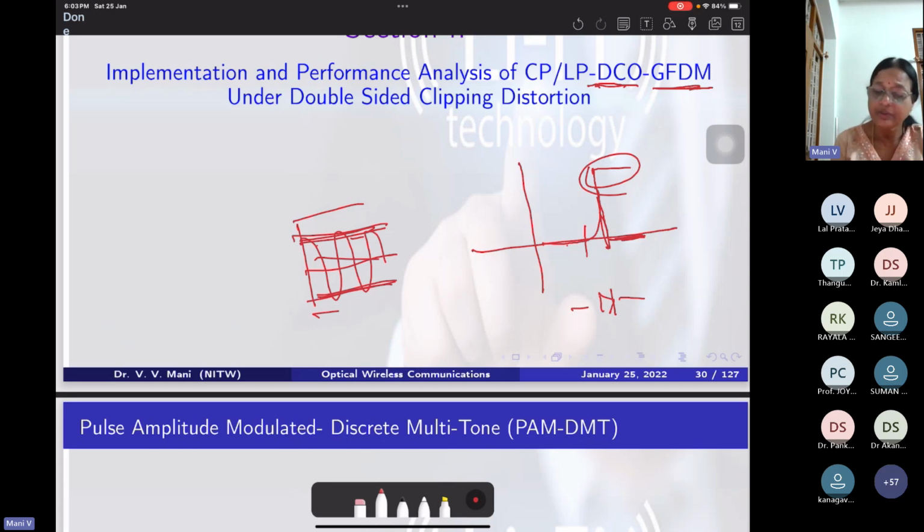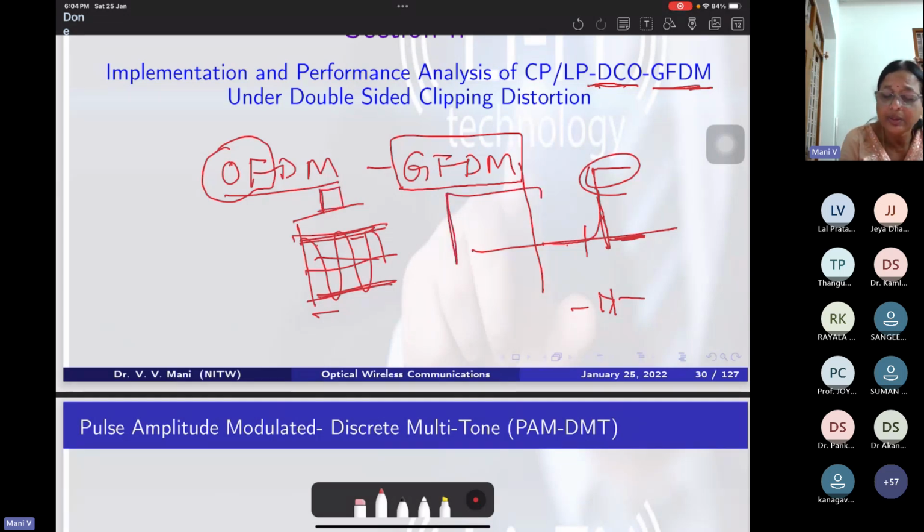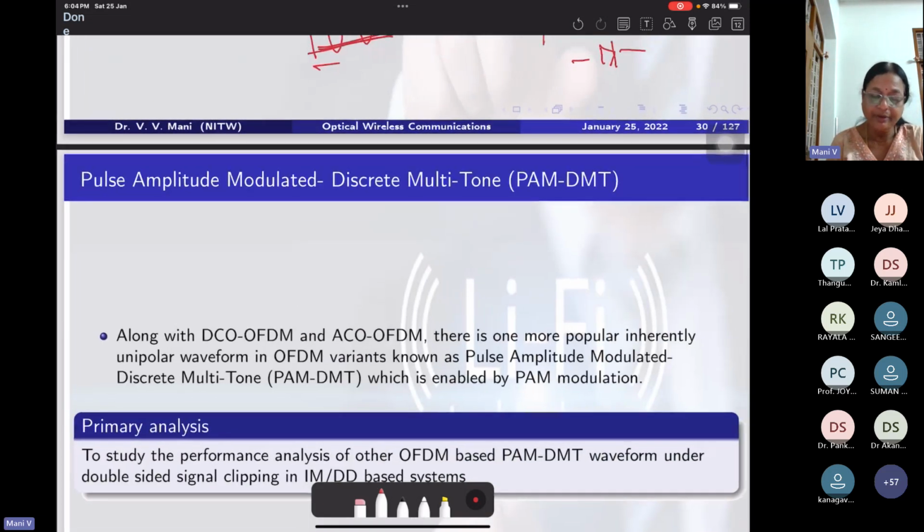Generalized frequency division multiplexing: there is an OFDM scheme and there is a GFDM scheme, right? The difference between GFDM and OFDM, which is orthogonal frequency division multiplexing: in OFDM, for every symbol we use a cyclic prefix, whereas in GFDM, as a whole set, when I am transmitting the signal, I use the cyclic prefix only one time. That's the difference between OFDM and GFDM.